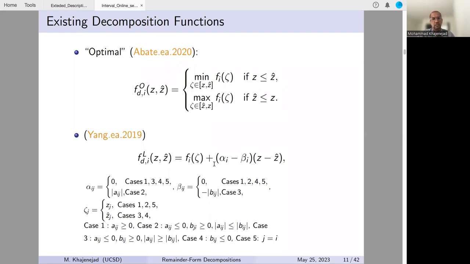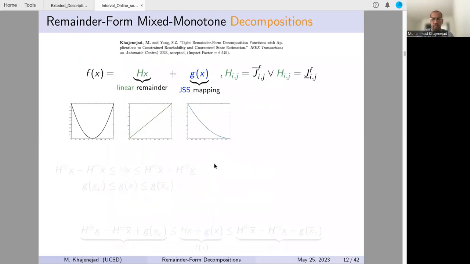Inspired by this design, we were thinking if this is the only way of shifting systems to compute the decomposition function. Can we do other types of shiftings to obtain possibly better decomposition functions? And what is the best way of doing it? That gives us this notion of remainder form decomposition function, which I'm going to talk about now.